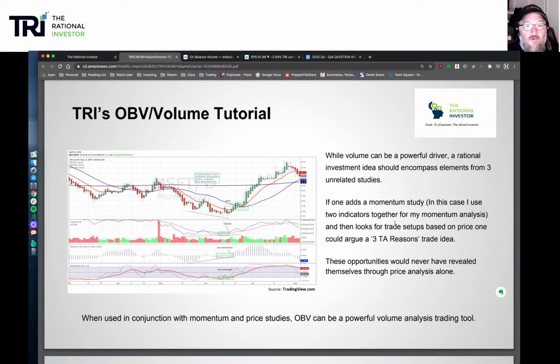The important part is understanding where it fits into the overall picture. We don't trade on OBV alone. We don't trade unless we have it matching our setup, and our setups are never just one element. Our setups always have location, they always have momentum, and they always have market structure.